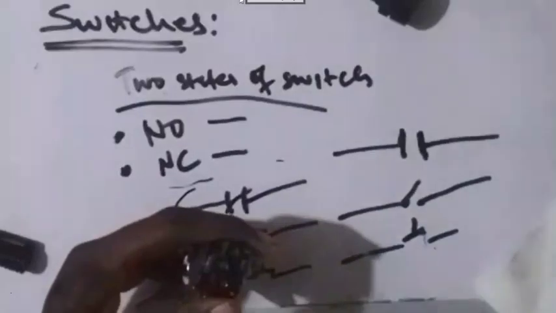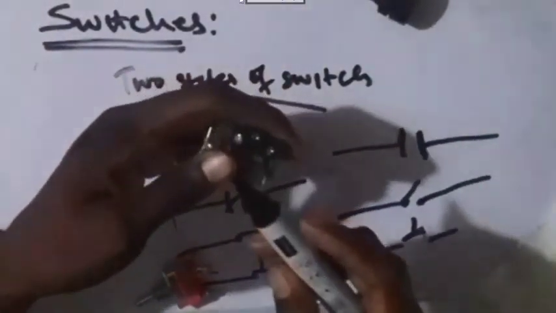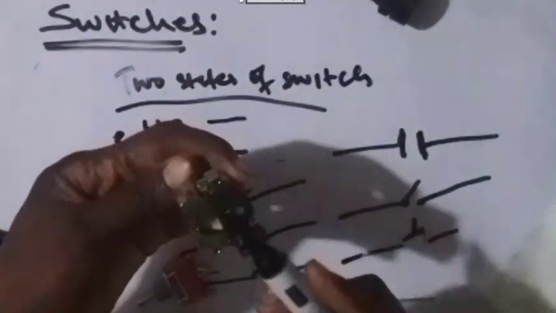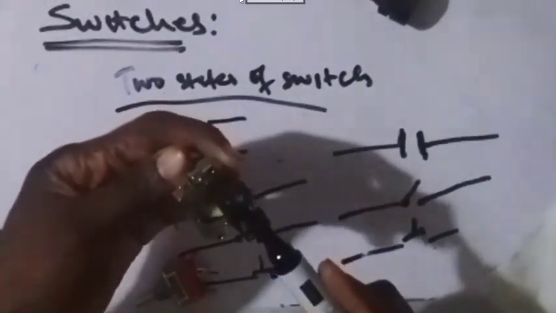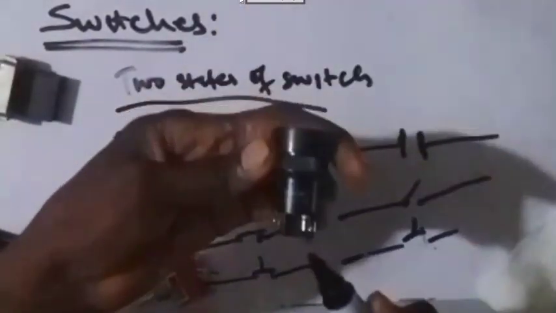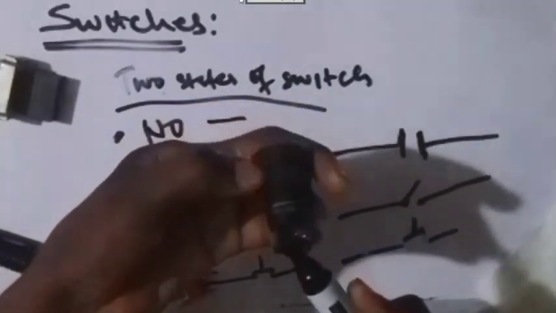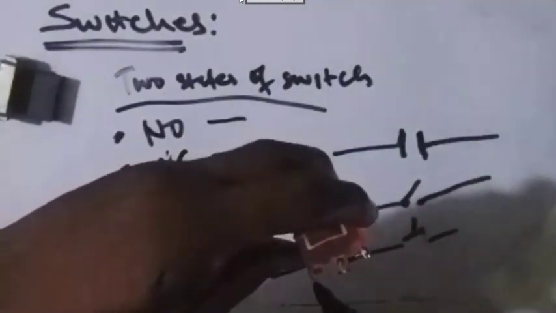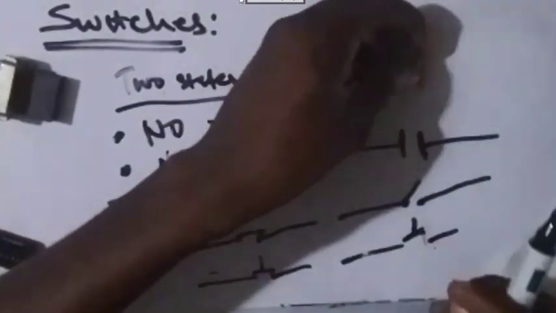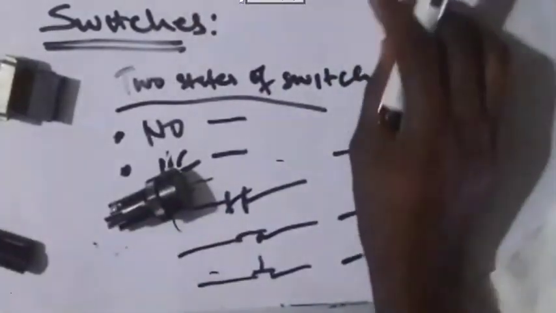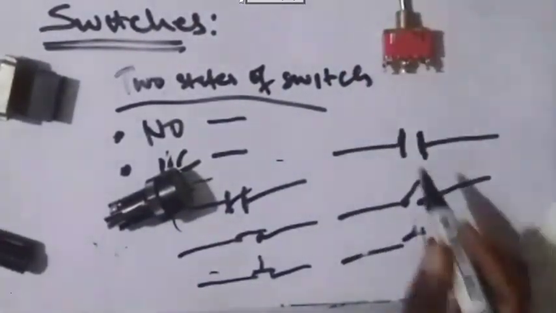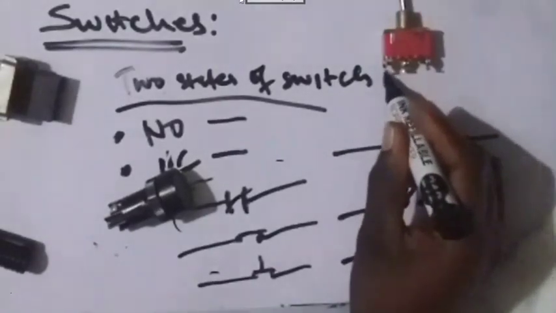Okay. This is another switch. This one has two terminals, 1 and 2. This one also has two terminals, 1 and 2. But this one has three terminals. This is a toggle switch, it has three terminals: 1, 2, 3.